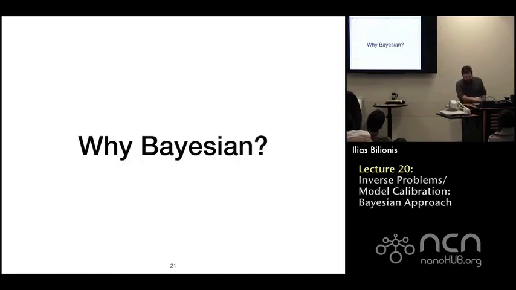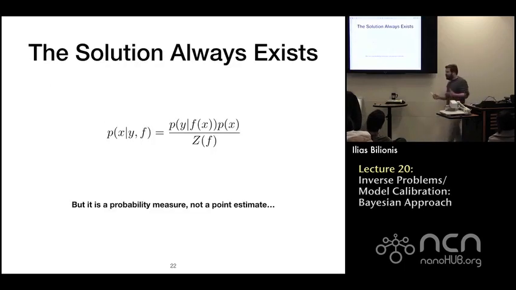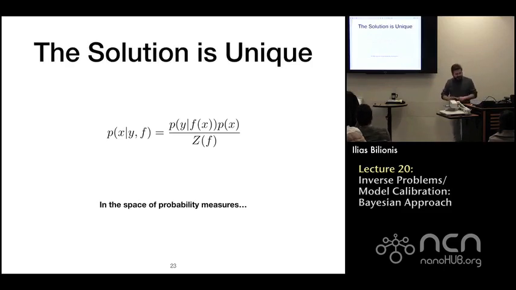So why Bayesian? First of all, the solution always exists. Your inverse problem always has a solution. But the solution now is not a point estimate for the parameters, it is a distribution. It is one thing that has to do with an infinite number of things, but it's one thing. It's a probability density on the space of parameters. The solution is unique. It's one probability density.